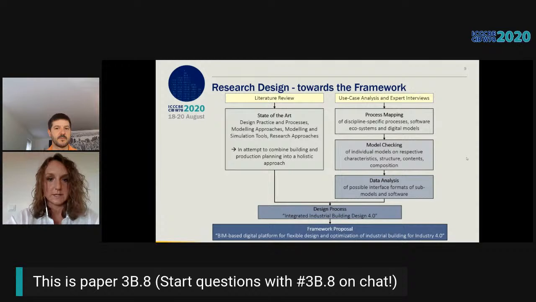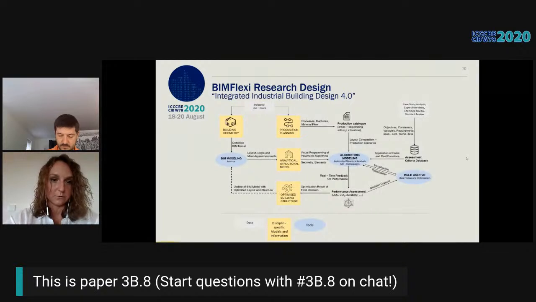So the research design was we did a comprehensive literature review and a use case analysis with expert interviews to have process mapping, model checking of all the stakeholders and data analysis. So therefore we were able to create a design process in order to get the framework.